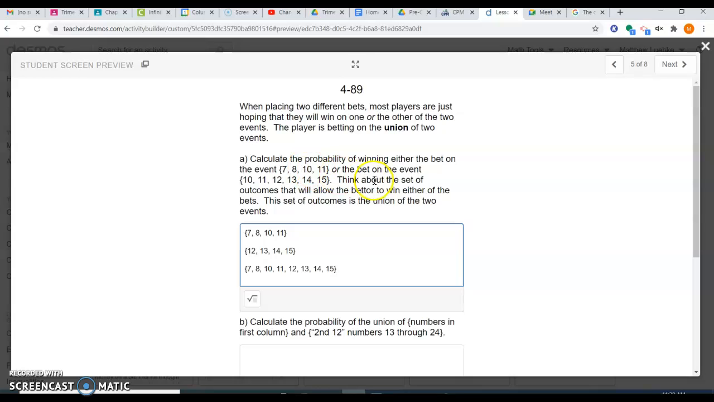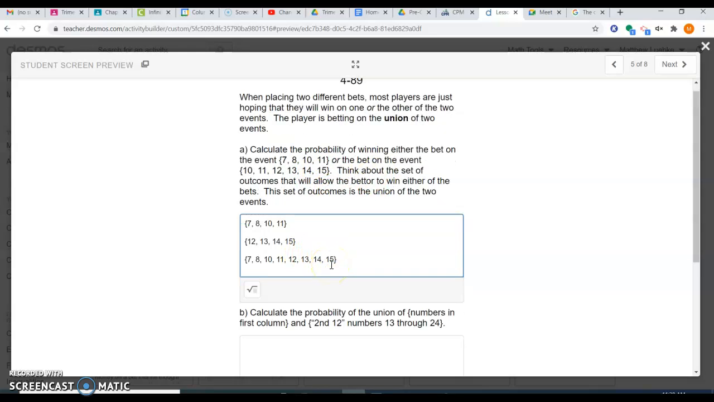Again, I'm just thinking about if 7 hits, then the first bet hits, and that counts because we just want one or the other. If 8 hits, the first one hits, not the second one, but that's still okay. If 10 and 11 hit, both win, and that's also okay because that's one or the other or even both. And then 12, 13, 14, 15, if those hit, then the second one hits, not the first one. So this is all the possible options for at least one of those winning, and even maybe both of them winning.